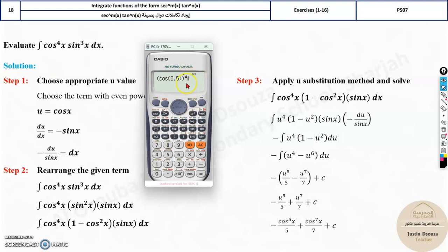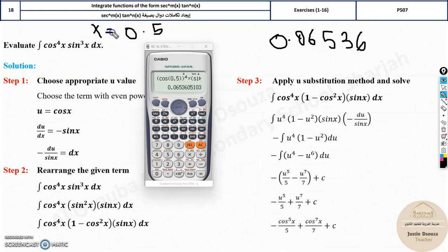But you should power it accordingly, correctly, multiplied with sine x, which is 0.5, close the bracket and make it cube. And now I didn't close the bracket. Now it's proper. That's it. Press equal to, your answer is 0.06536. Okay, the x value was 0.5. Now all you need to do is put this term in the definite derivative, dy by dx.